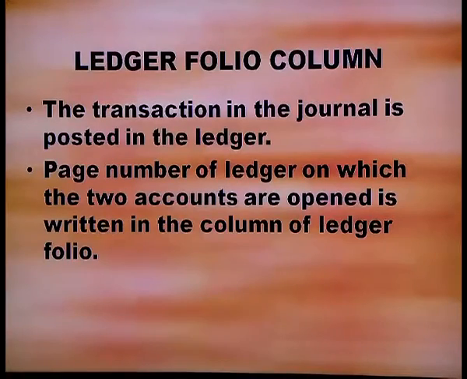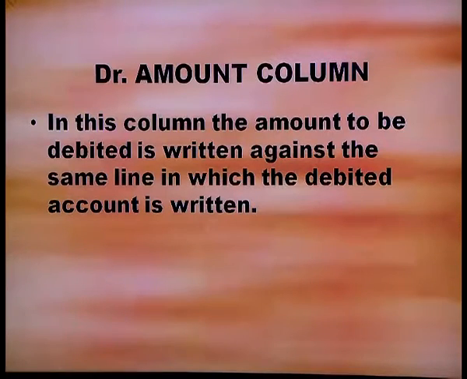Next comes the ledger folio column. The transaction in the journal is posted in the ledger. Page number of the ledger on which the two accounts are opened is written in the column of ledger folio. Debit amount column, that is DR, we will write in the form of abbreviation DR. In this column, the amount to be debited is written against the same line in which the debited account is written.